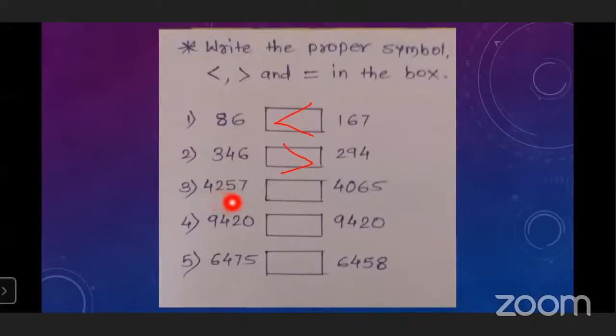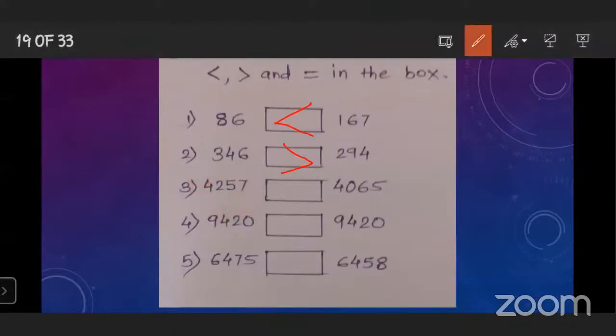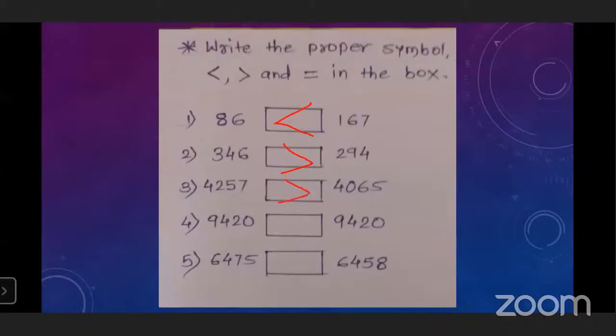Okay, now tell me, when the first number is bigger, that time which sign do we have to use? Greater sign. Yes, very good. Greater means bigger. You can say bigger also or greater also. Okay, so how can we read it? 4257 is greater than 4065. Okay, understood? Yes, sir.